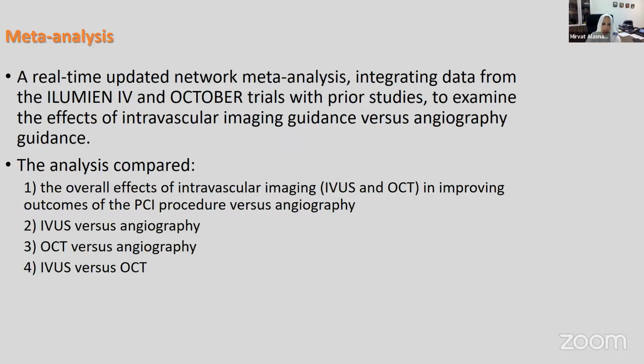And finally, there was the meta-analysis that was presented by Greg Stone again at ESC last year. It was a real updated network meta-analysis that integrated data from Illumien-4, OCTOBER trials, and everything else that came before it. And the analysis looked at the overall effects of IVUS and OCT, so any kind of imaging, in improving outcomes. And it looked at IVUS versus angio and OCT versus angio, and then IVUS versus OCT.